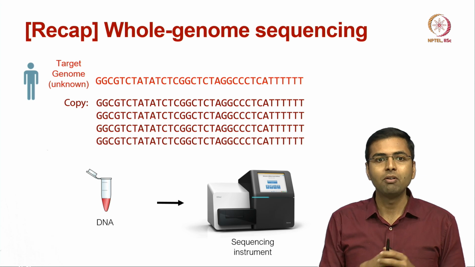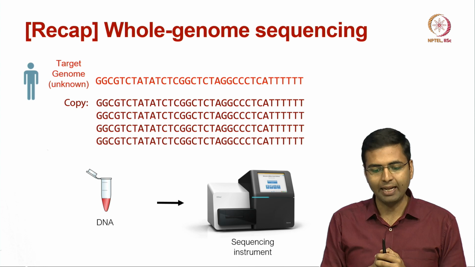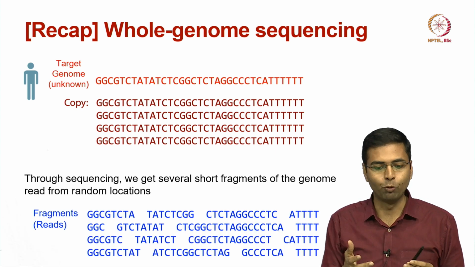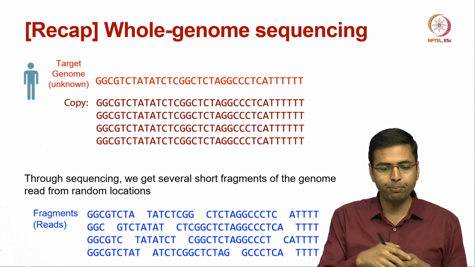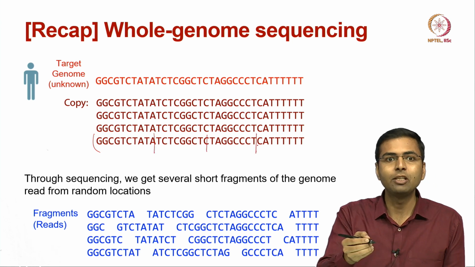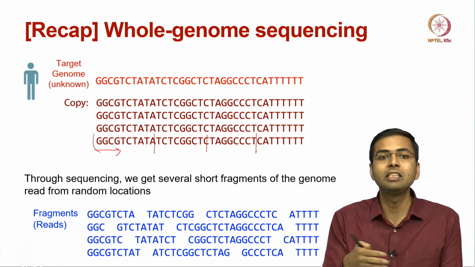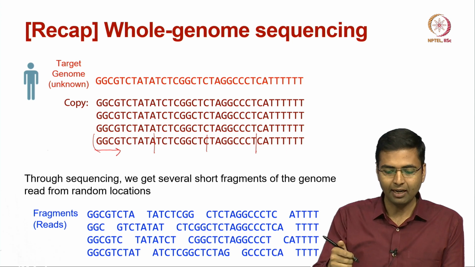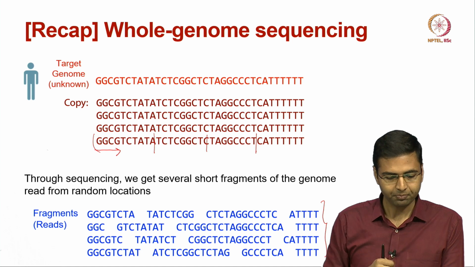We will pass this sample through the sequencing instrument, and as we have seen in the previous lectures, the sequencing instrument will give you fragments of the genome as output. So from these copies we will break the genomes into fragments, and then the sequencing instrument will read each of these fragments and give you the output in a digital format. So what we have, ultimately, is these read fragments that we now have to analyze.